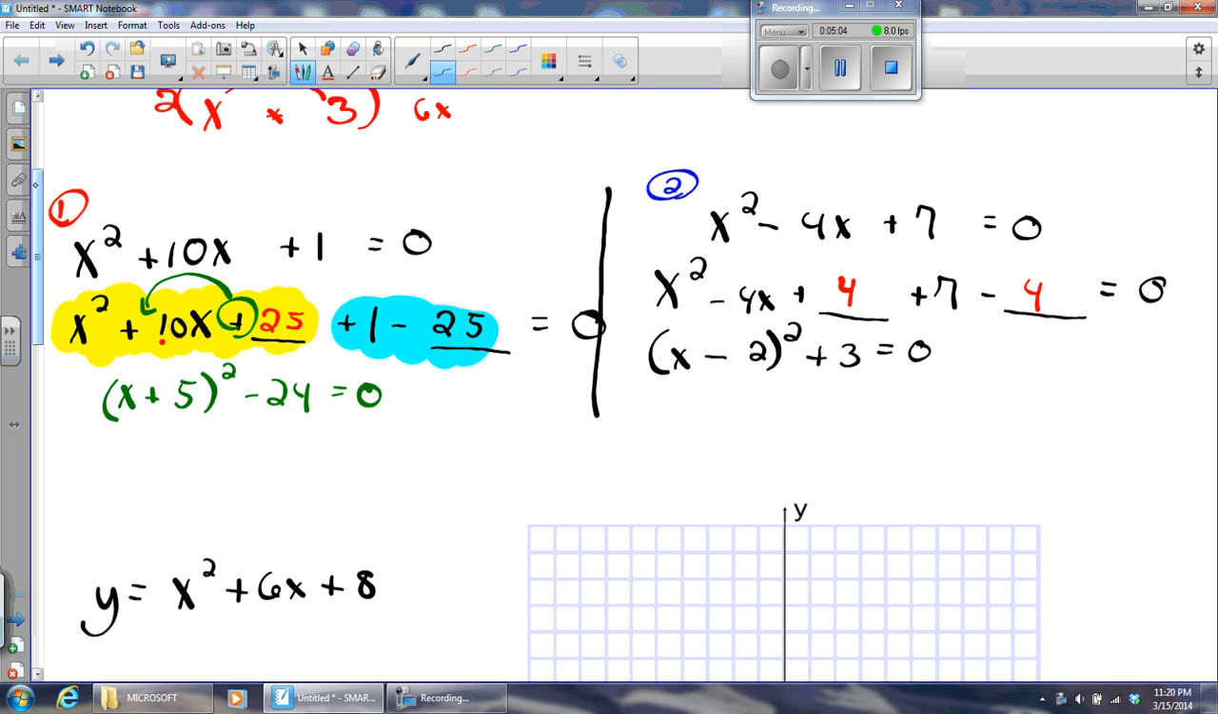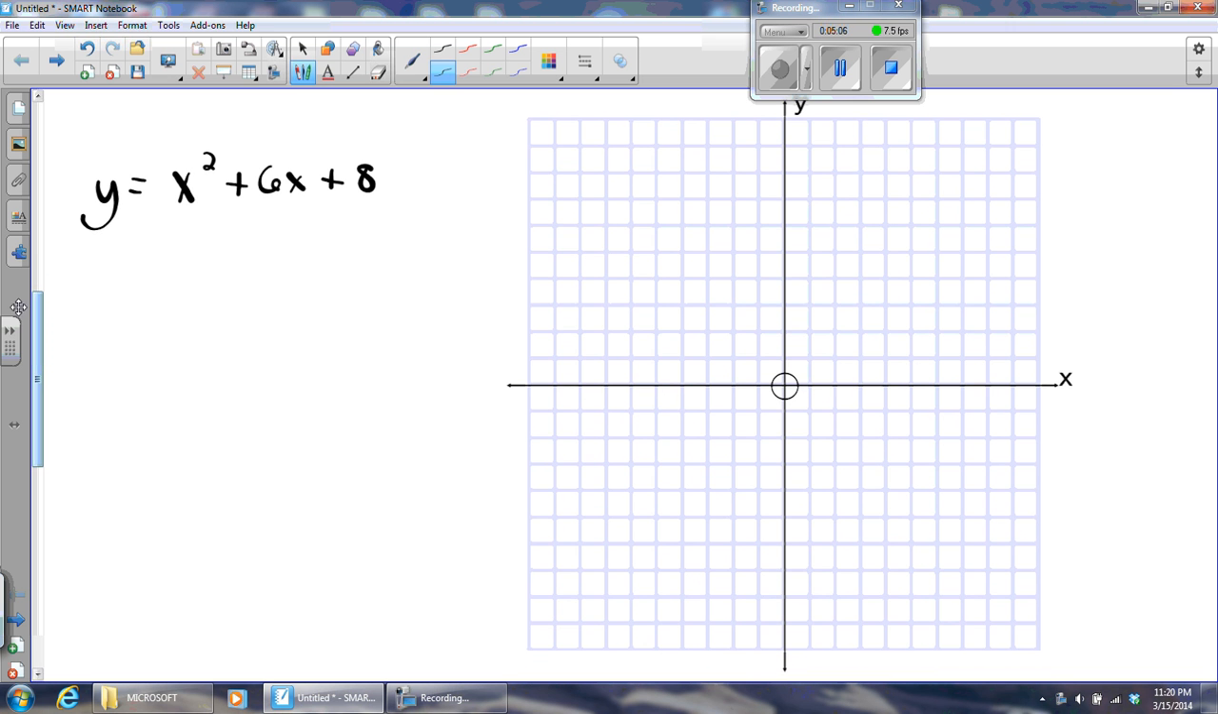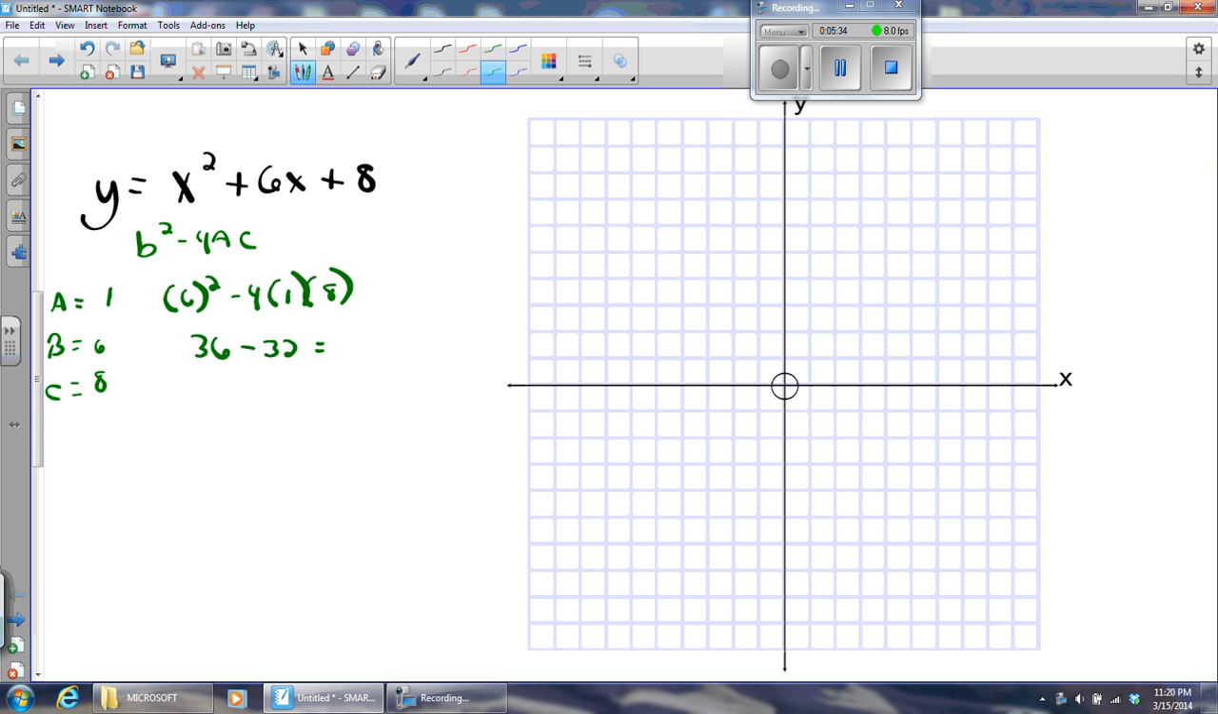Okay, now I'm going to graph this one traditionally. And so the first thing I'm going to do is find the discriminant. So I'm going to do b squared minus 4ac. Of course, I need a, b, c, easy as 1, 6, 8. All right, I'm going to plug this in. So I'm going to get 6 squared minus 4 times 1 times 8. I'm going to get 36 minus 32, which is equal to 4.